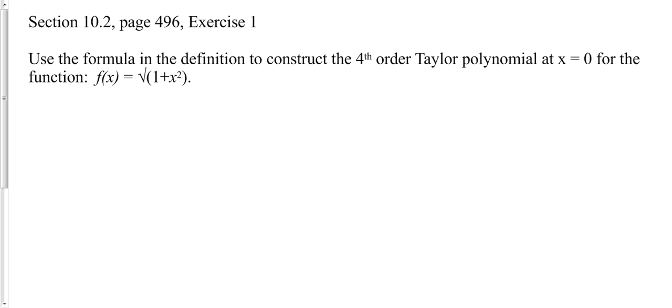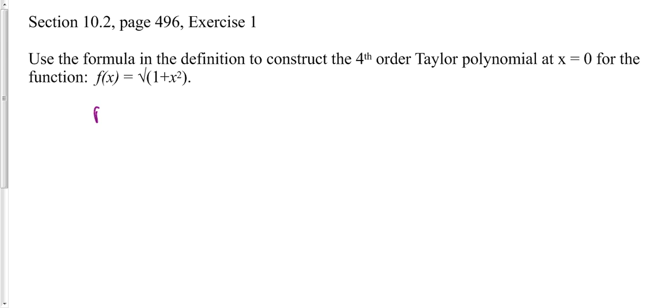All right, let's do section 10.2, page 496, exercise 1, which reads: use the formula in the definition to construct the fourth order Taylor polynomial at x equals 0 for the function f of x equals the square root of 1 plus x squared.